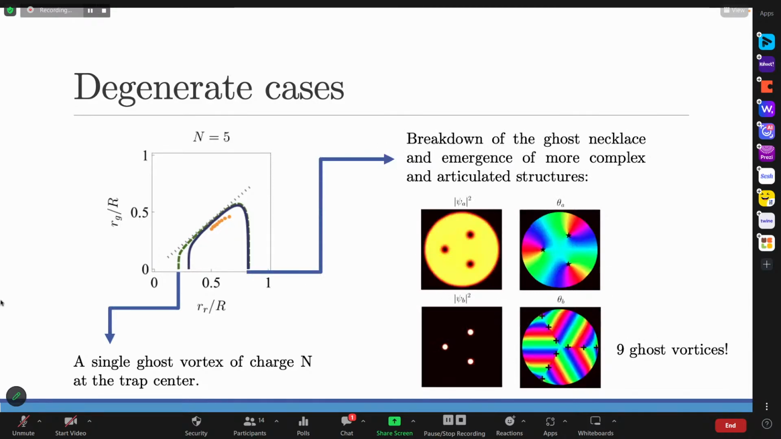On the other extreme, on the right, we have the breakdown of the ghost vortex necklace and the emergence of much more complicated structures. So here we don't have a simple dual necklace of ghost vortices. Here we get 9 ghost vortices. So these are more complex, let's say, patterns of ghost vortices, which I'm not going to discuss further.